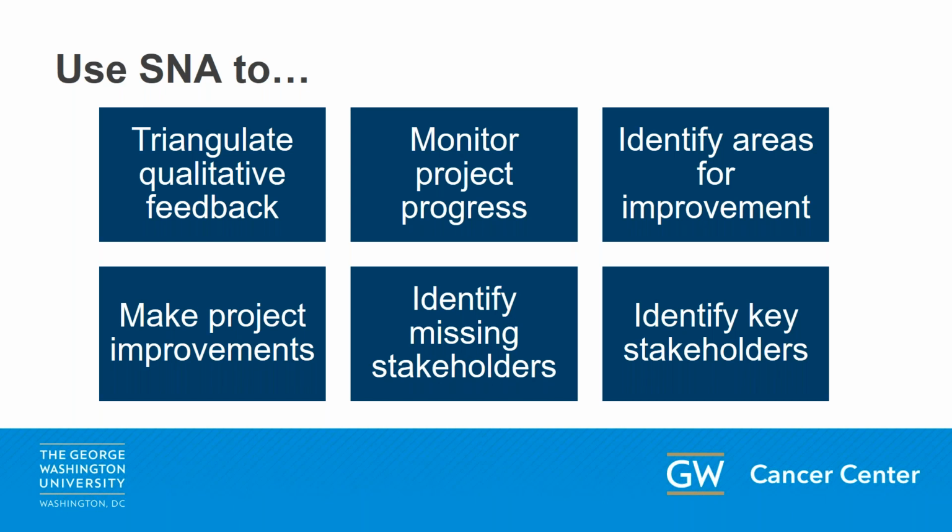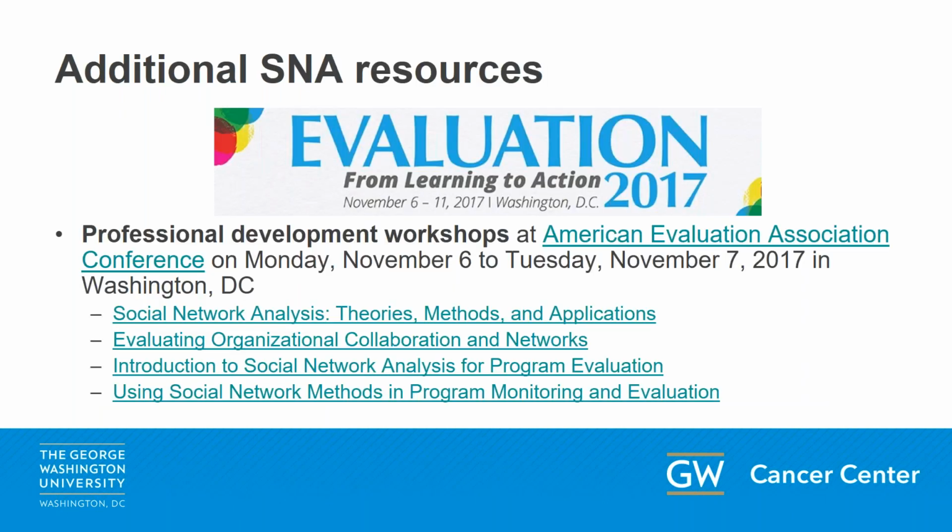We also use social network analysis to monitor project progress, identify areas for improvement, and adjust program delivery accordingly. And although we did not do this for the roundtable, social network analysis can be used to identify missing stakeholders that could make the network stronger, or identify key stakeholders that could help you leverage their connections and influence in the network to further improve outcomes. So in this way, social network analysis can be very valuable to help you evaluate your Hep B coalition as well.